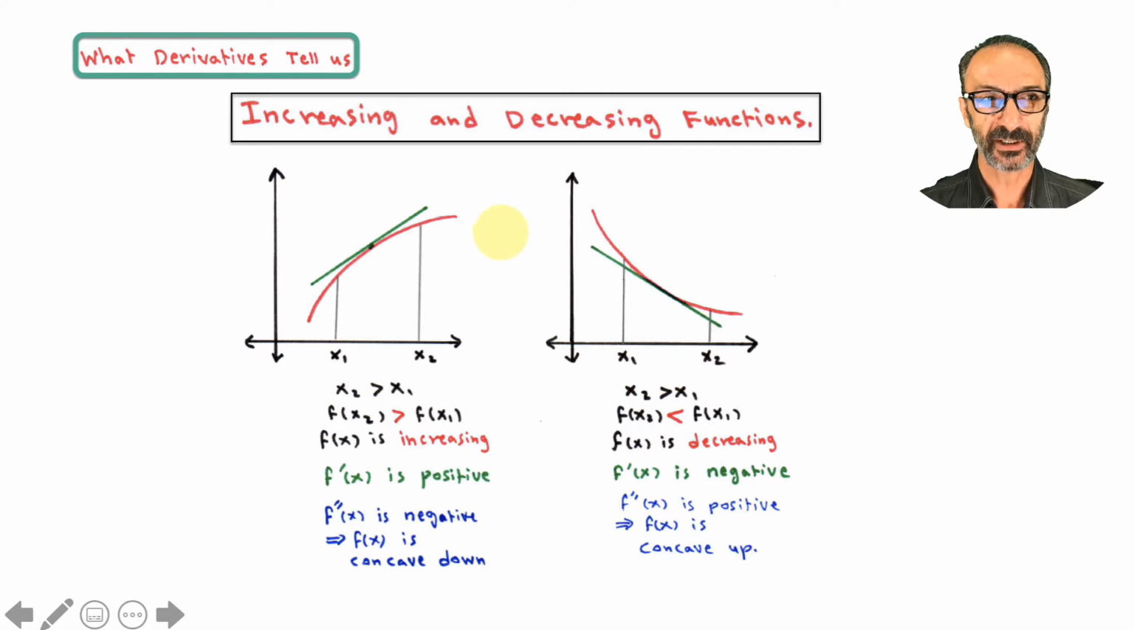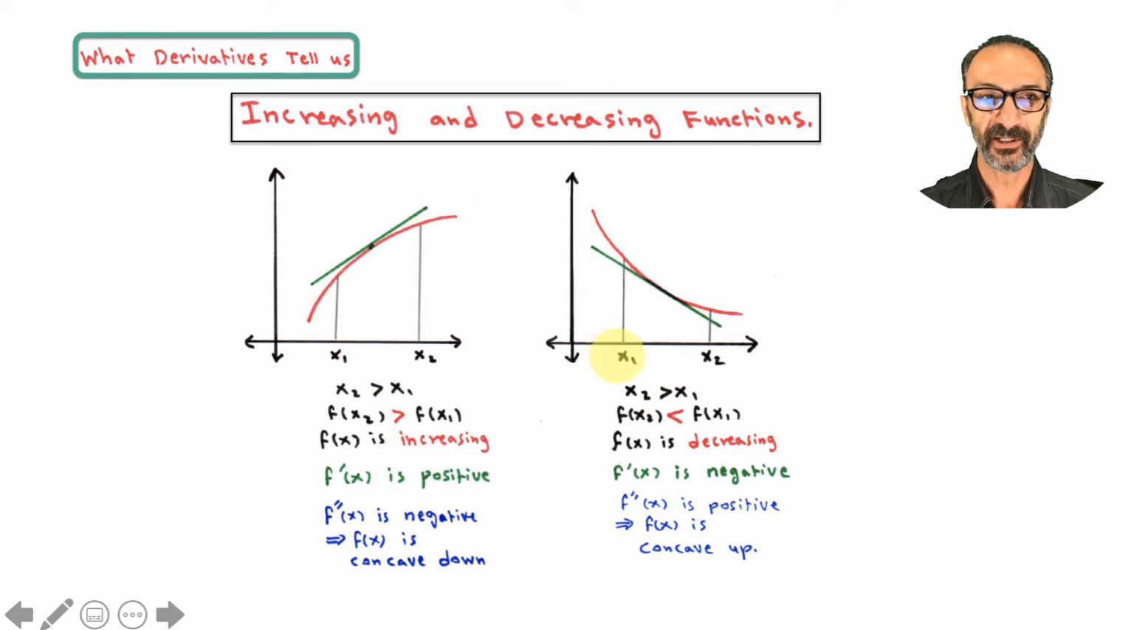This is just a basic definition of increasing and decreasing. If the function is increasing and you have x2 greater than x1, that means you're going from a to b, to the right side. f of x2 is greater than f of x1. As you can see, it's higher than the value of f of x1. We say that the function is increasing.